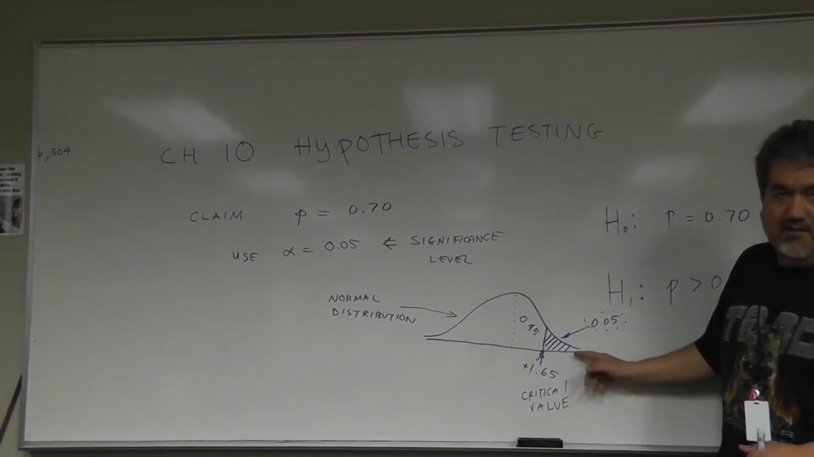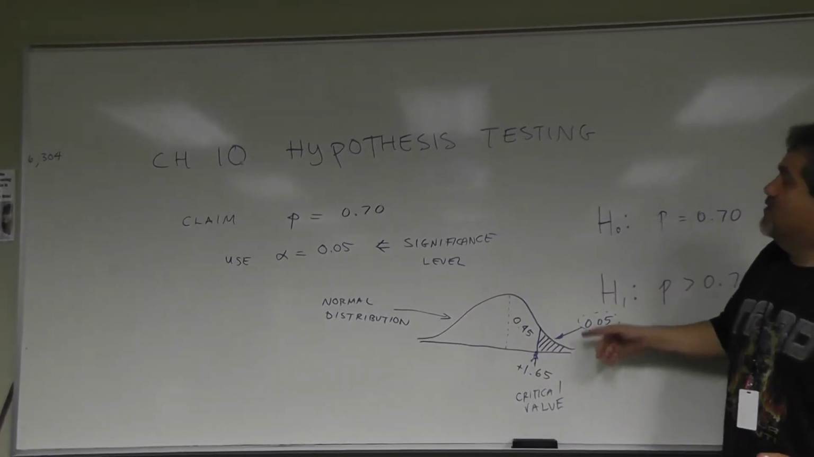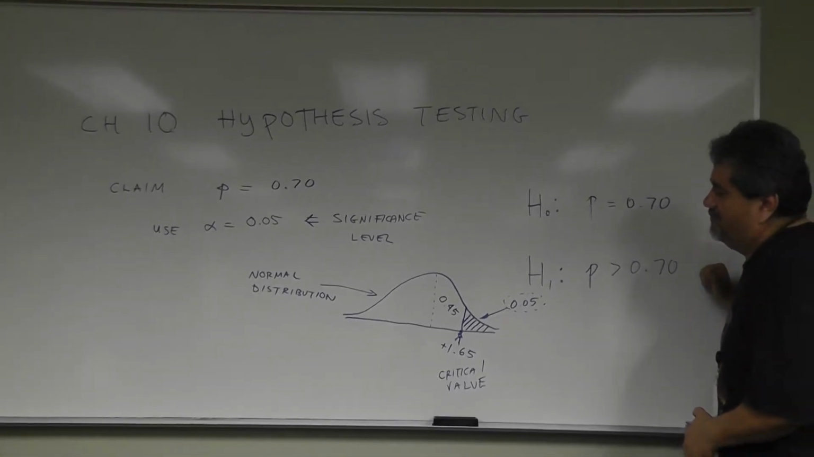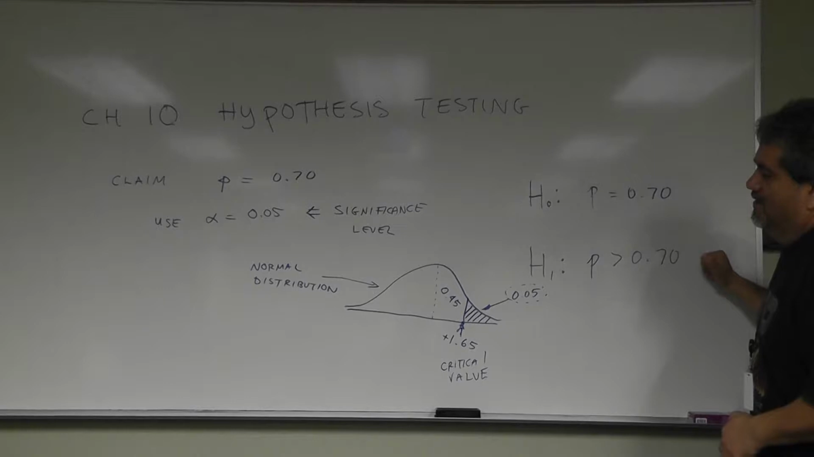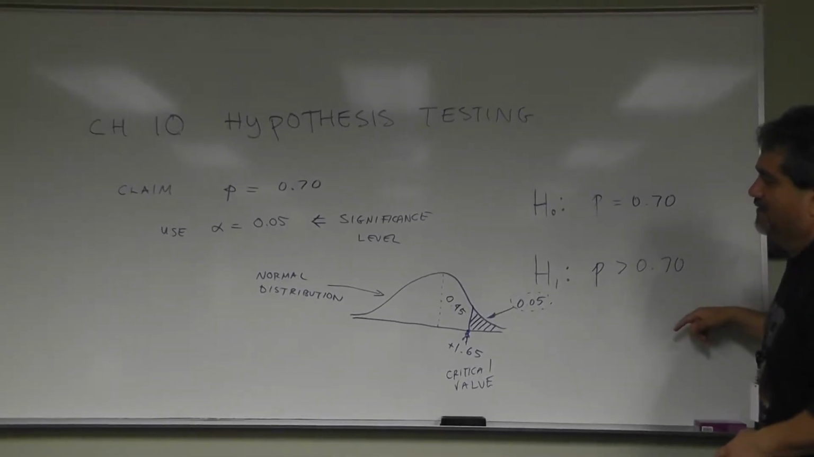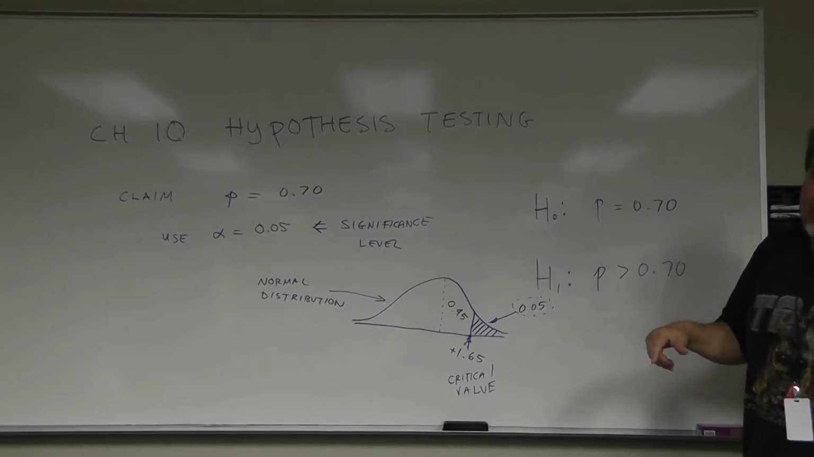Now, we need to decide where in these areas the sample lies. And once we determine that, we are going to find which one we accept, either the null or the alternative. All right. And the missing step here is finding where the sample is.